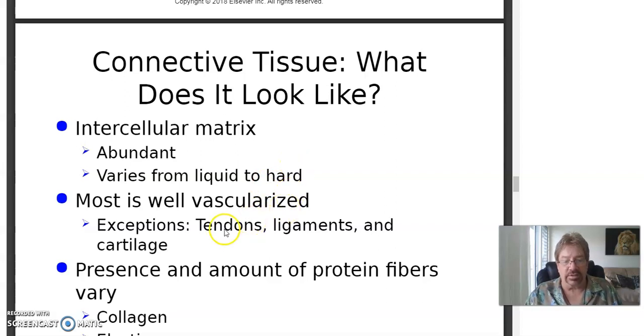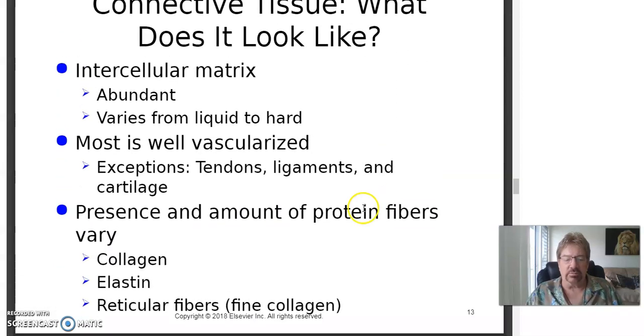Now, the exceptions to that are tendons, which attach muscle to bone, ligaments, which attach bone to bone, and cartilage. And in fact, among other reasons, this is why injuries to these areas are slow to heal up, and in the case of cartilage, may never heal up because they don't have a lot of blood supply. There's pretty much a direct correlation, guys, between the amount of blood flow an area has and how quickly it'll heal up.